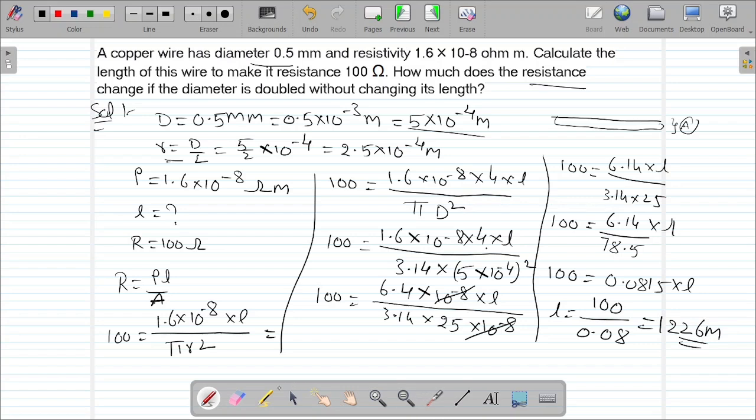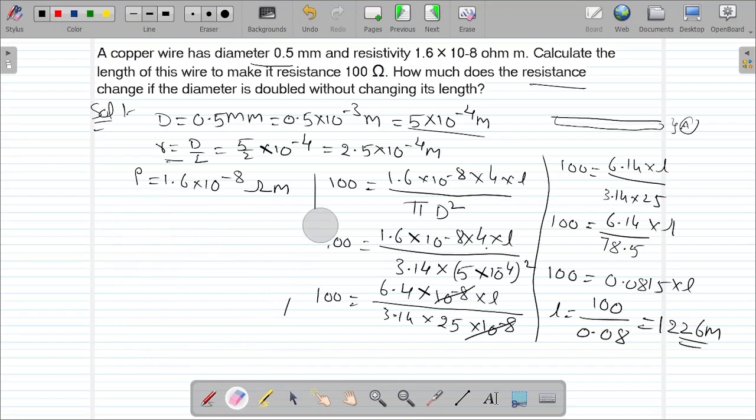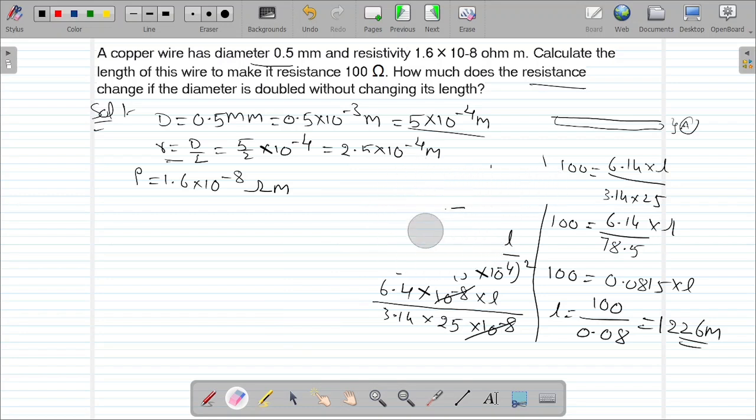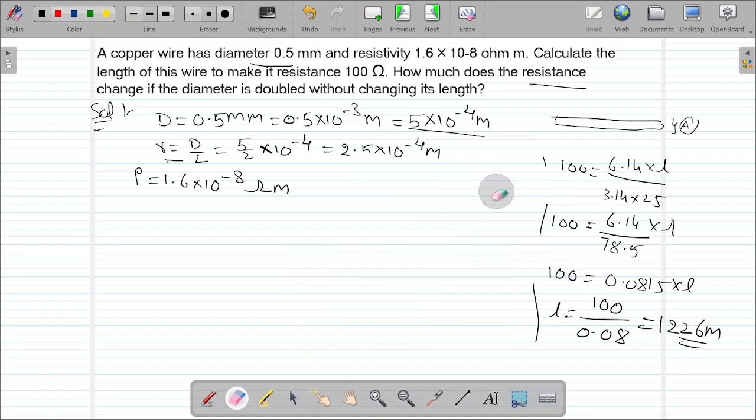Still what else we need to find? Still we need to find, still what we need to find? Need to find the resistance. Okay, I am about to find the resistance now. How to find the resistance? So how much does the resistance change? Change in resistance they asked.